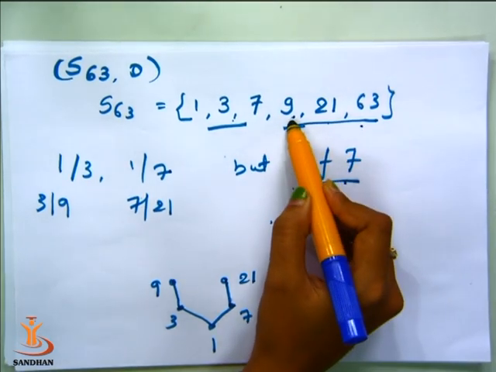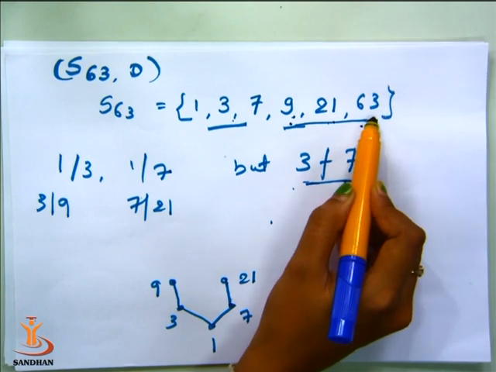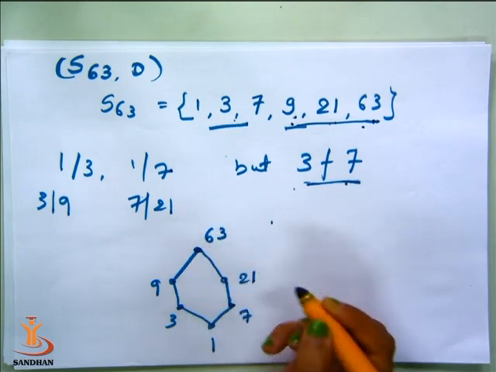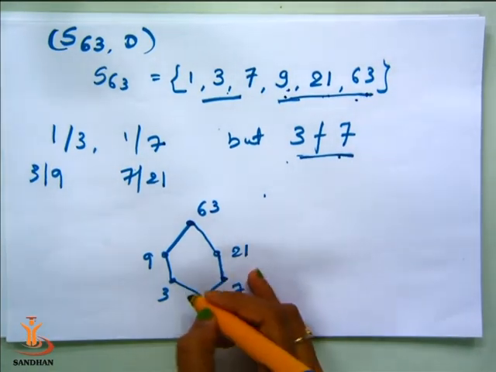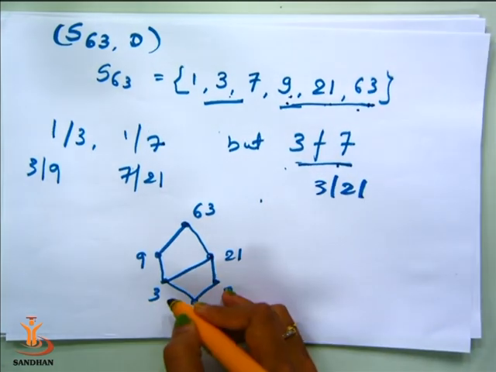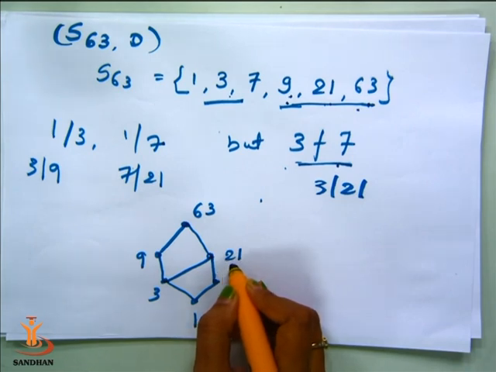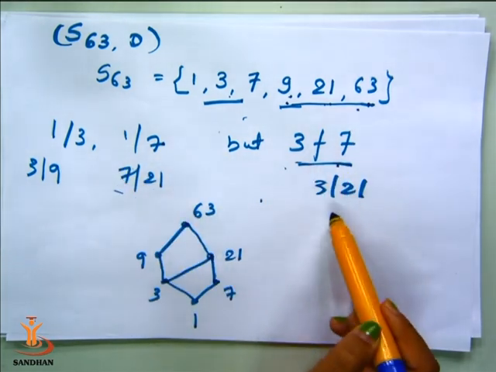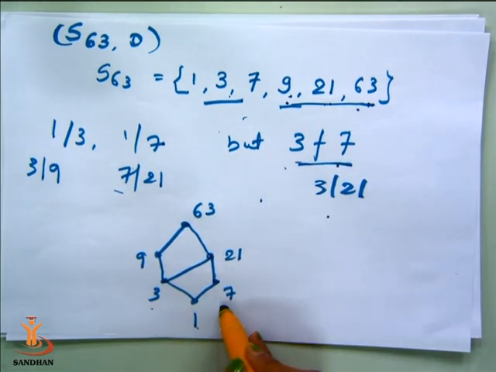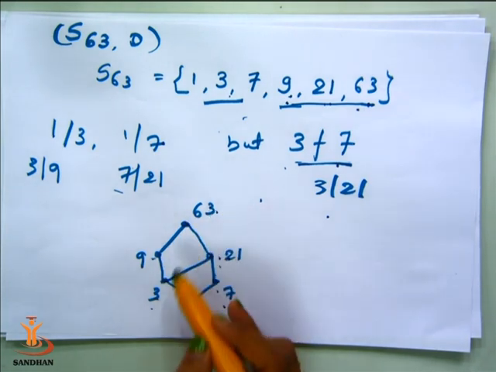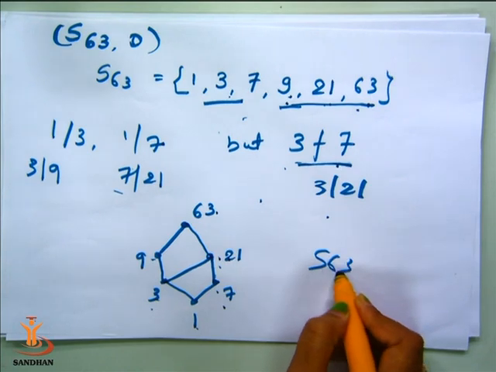And 9 and 21 both divide 63 here. So 9 and 21 are joined to 63 here. Now also 3 divides 21 here, so we can join 3 and 21 by a line. Is any other relation left here? No. All the relations are satisfied. So 1 divides 3 and 7, 3 divides 9 and 21, 7 divides 21, and 9 and 21 divide 63. So this is the Hasse diagram of S63.